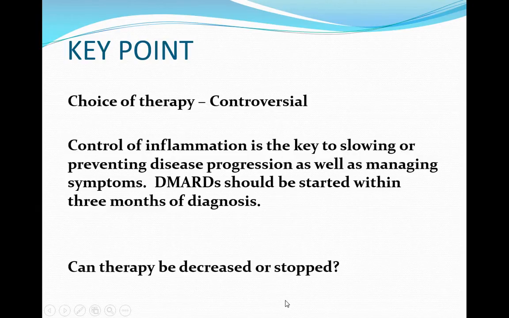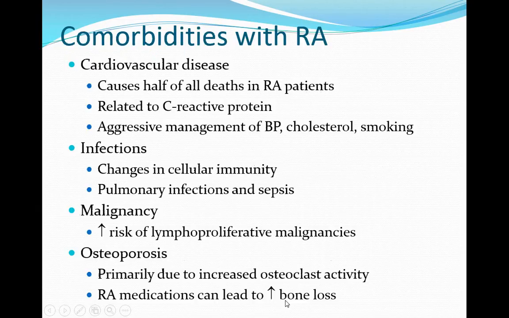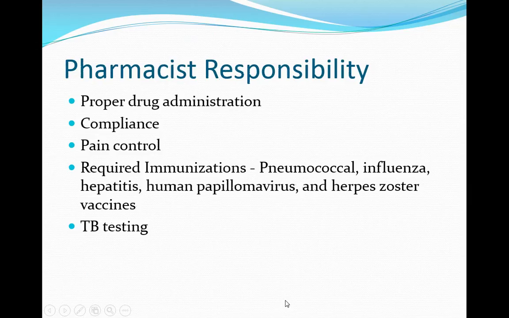Okay? Now, I mentioned comorbidities. Cardiovascular disease causes half the deaths. We have an issue of infection in these patients, and we have the risk of malignancies. And the last one we have is osteoporosis due to increased osteoclast activity. So we have to monitor the patient for all of these. We have to manage the blood pressure, the cholesterol, and the smoking. So your responsibility is proper drug administration, compliance, pain control, your immunizations, and make sure the TB testing is done.